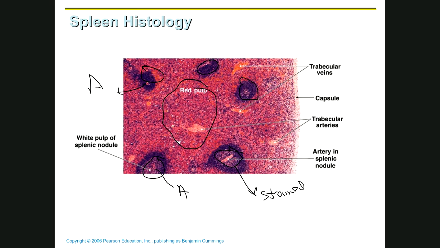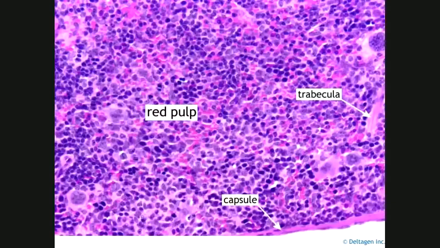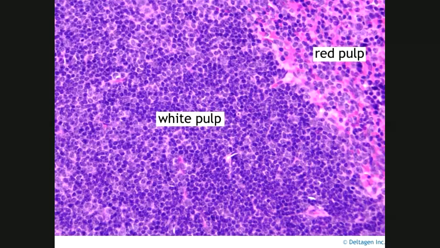Any questions about it? So again, two jobs. Red pulp, get rid of old and damaged red blood cells. White pulp, that's where there are tons and tons of white blood cells, and they're going to clean the plasma. Any questions? So look at this white pulp. See how many lymphocytes there are in there? Every one of those is a lymphocyte.